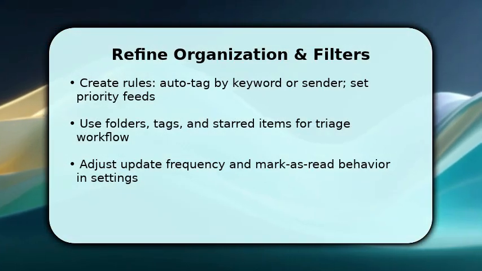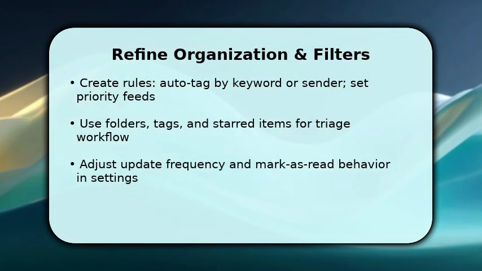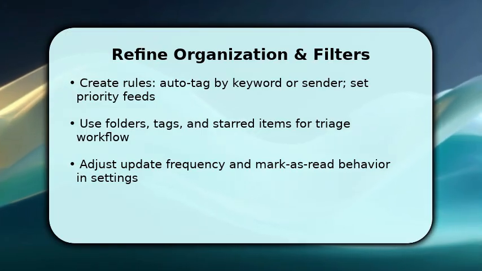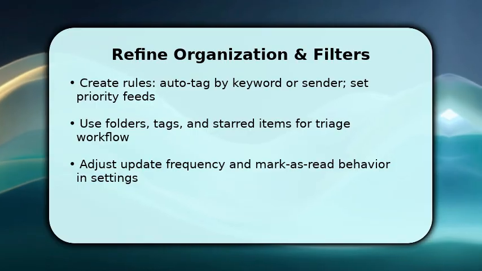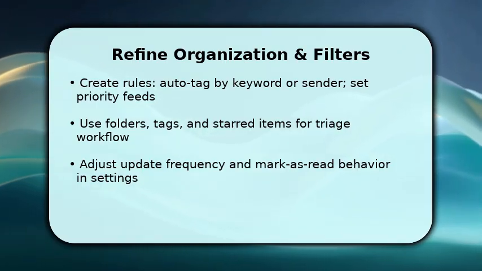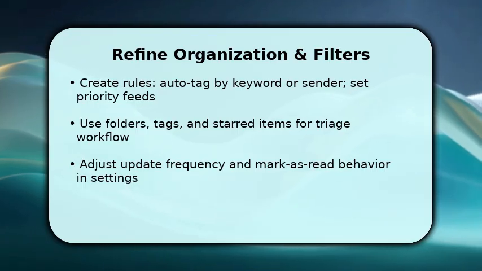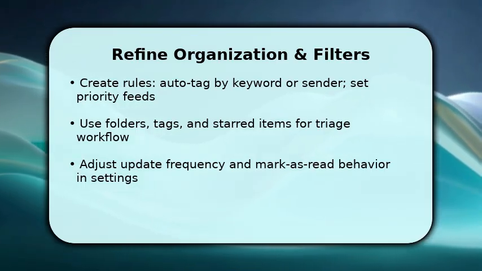Now you refine how content flows. Set rules that auto-tag or prioritize items containing keywords or from certain sites. You'll want folders for quick triage and a starred or saved list for later reading. This turns a fire hose into a curated stream.